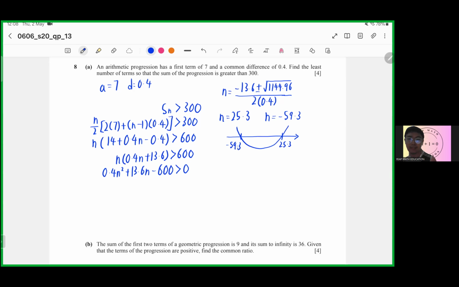Okay, because he said it's more than zero, right? So we can sketch for this part. But this part we don't see, because for n terms it will not equal to 0. Okay, so we can know n is more than 25.3. So we can note it is 26 terms.